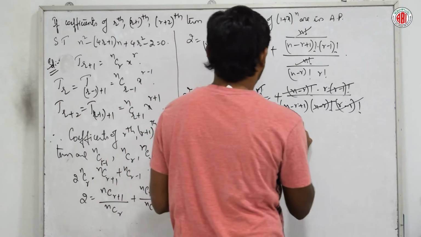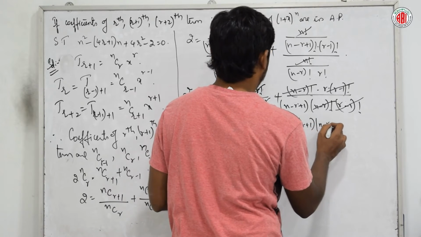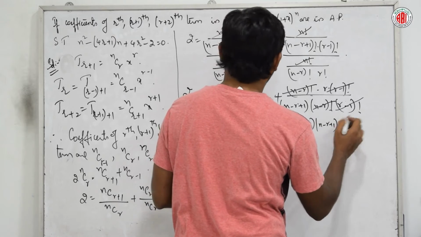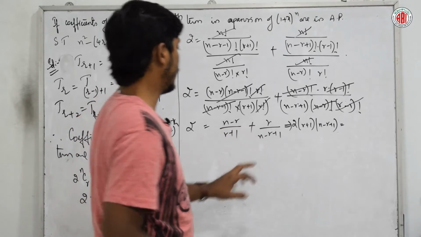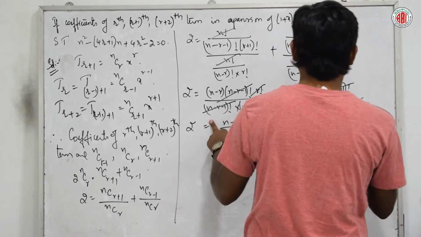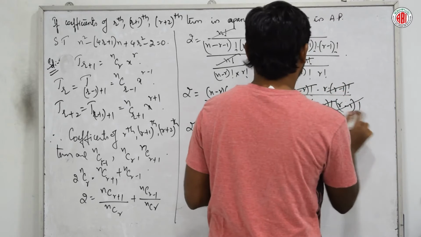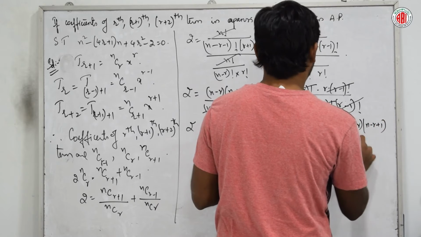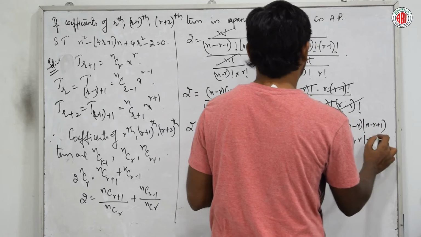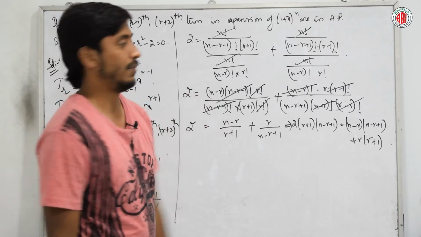So what do we get now? 2 into r plus 1 into n minus r plus 1. That is equal to, let me multiply these both and these both. If I multiply these both, I will get n square, or else let me write all together, n minus r into n minus r plus 1 plus r into r plus 1. Right? Now let us multiply everything and simplify.